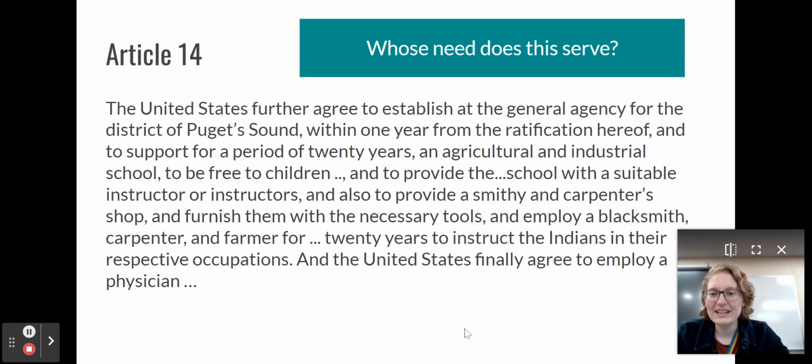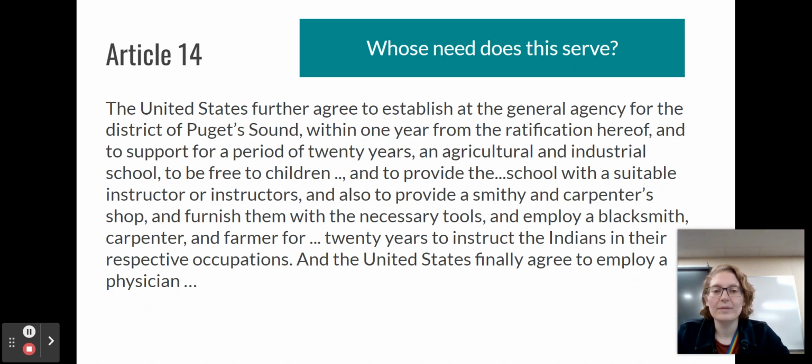Okay. Article 14. The United States further agreed to establish at the General Agency for the District of Puget Sound, within 1 year from the ratification hereof, and to support for a period of 20 years, an agricultural and industrial school to be free to children, and to provide the school with a suitable instructor or instructors, and also to provide a smithy and carpenter's shop and furnish them with the necessary tools, employ a blacksmith, carpenter, and farmer for 20 years to instruct the Indians in their respective occupations, and the United States finally agreed to employ a physician.